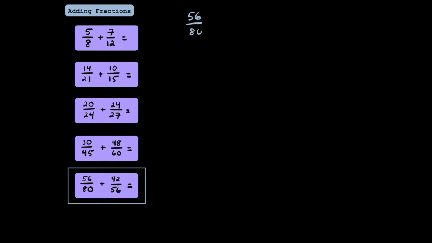We have 56 over 80 plus 42 over 56. Since these numbers are a lot larger and I don't want to find the LCD for 80 and 56, let's see if we can simplify each of these fractions first. 56 and 80 both have an 8 as a factor. 8 goes into 56 7 times and goes into 80 10 times. Since 7 and 10 are relatively prime, it looks like 8 was our GCF. Dividing 56 by 8 and 80 by 8, our new fraction for that is going to be 7/10.